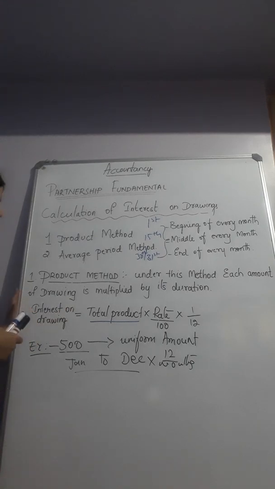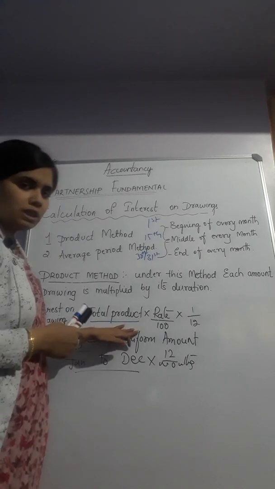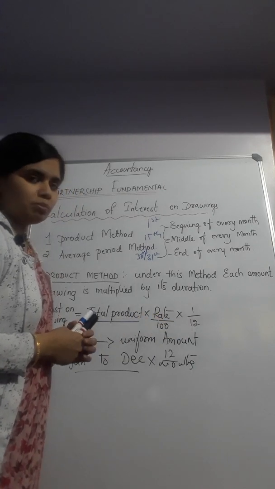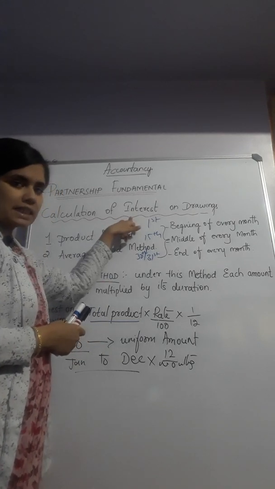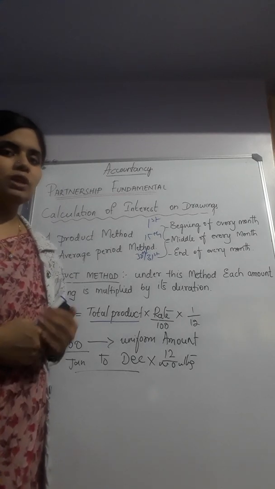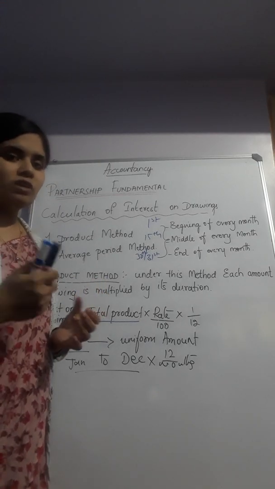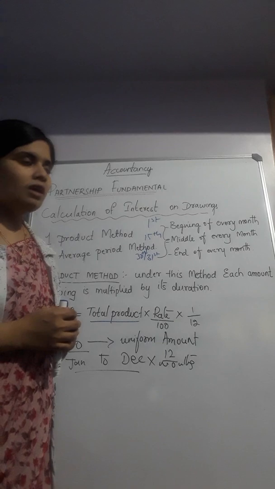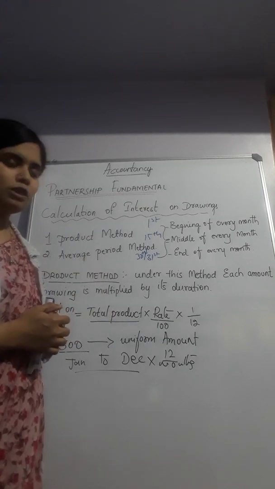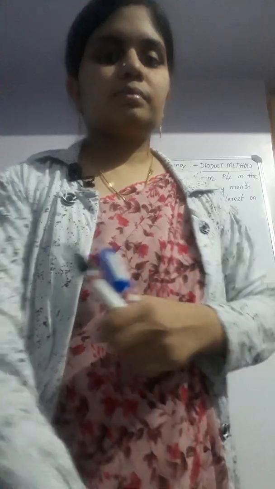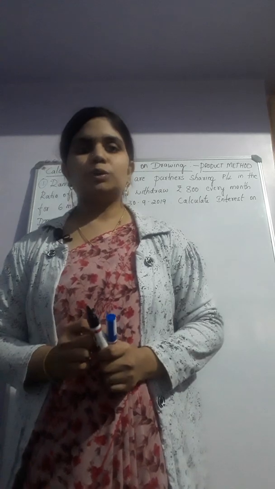It can be done with the help of a formula: interest on drawing is equal to total product into rate into 1 by 12. Rate is nothing but the interest rate. When we come to the problems now, you will totally understand this. If you concentrate fully here, within a second you can solve the problem. This type of question can be asked in your examination. Now let us come to the problem.